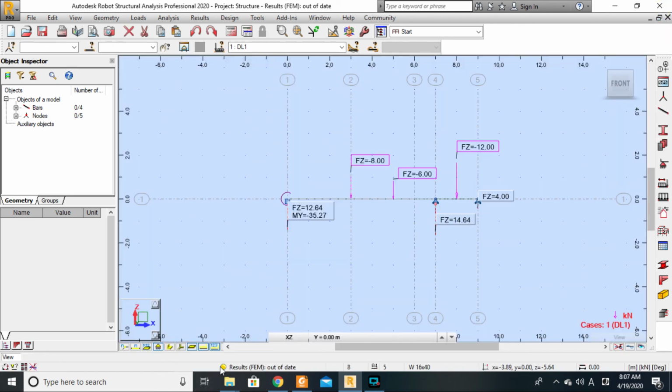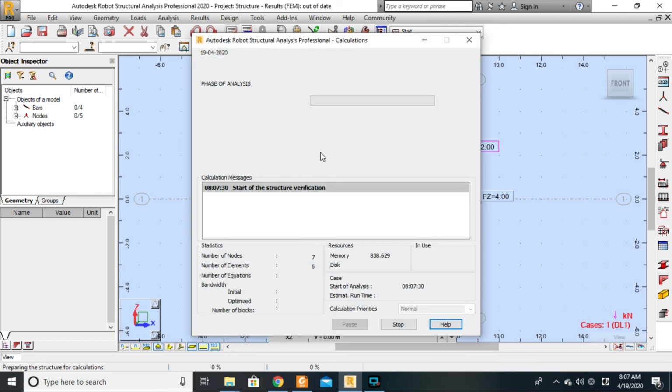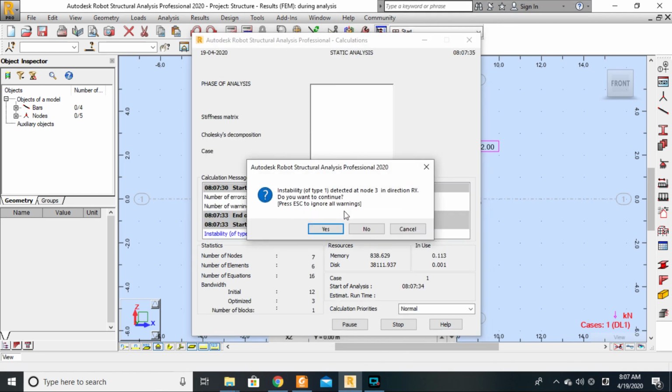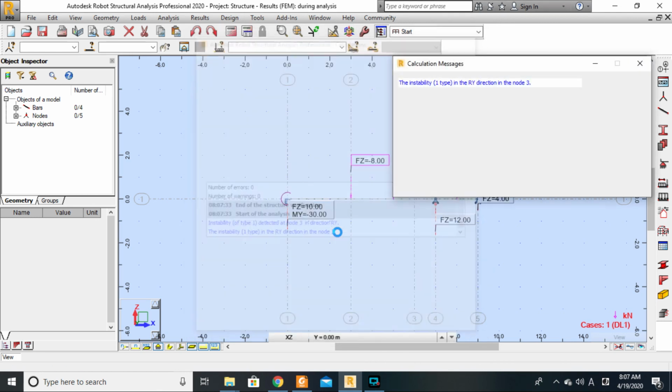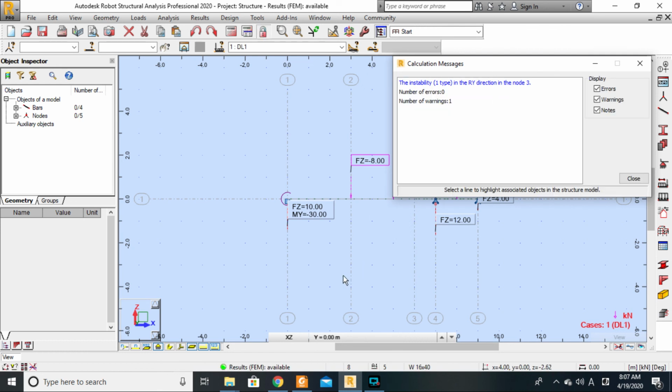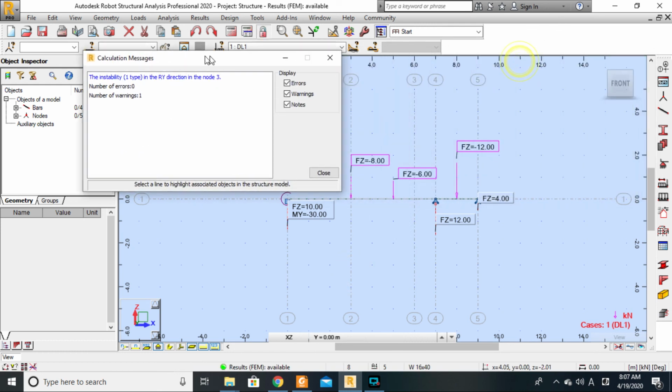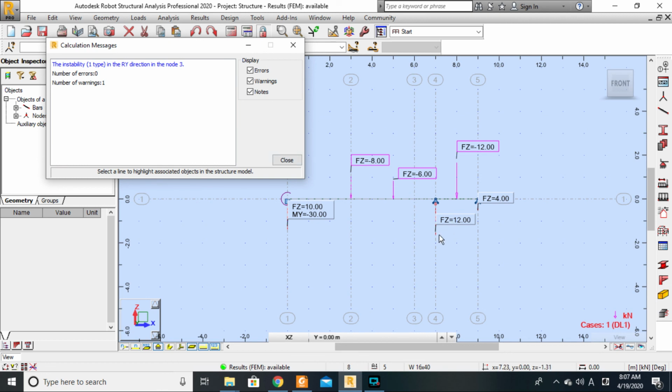So you see the yellow here, or the orange, signifies that your results are out of date. They are not up to date. So for you to bring them up to date, you need to recalculate with the new loading that we've left here. Yes, no problem. Continue with that. Good. So now what do we have?